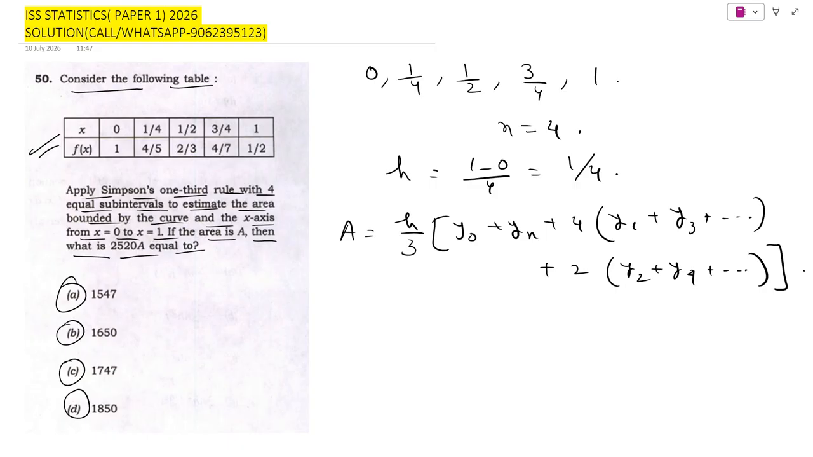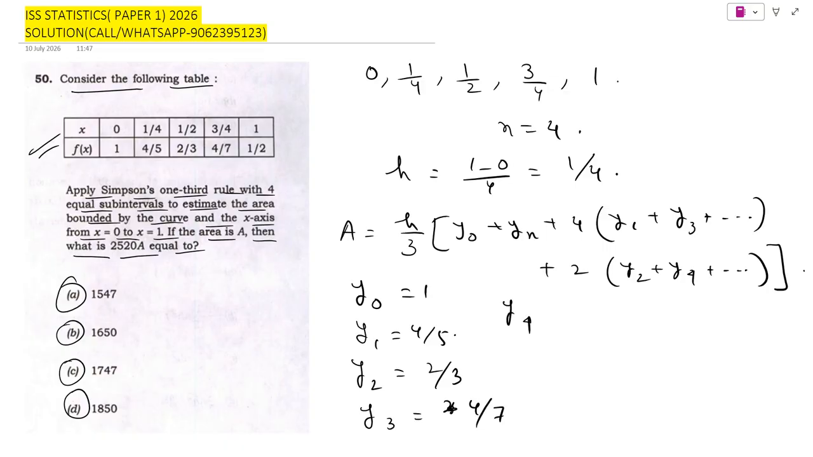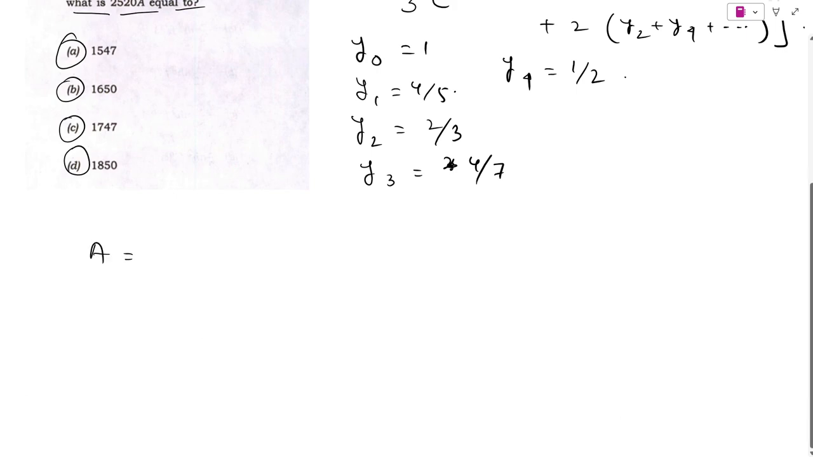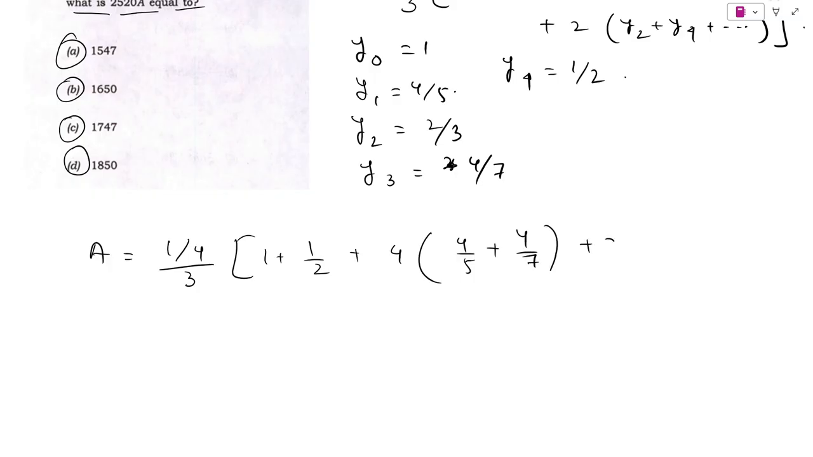Okay. Now, from the table, y0 equals 1, y1 is 4/5. Just write the values. Now substitute into Simpson's formula. So A is equal to... now simplify one part at a time.